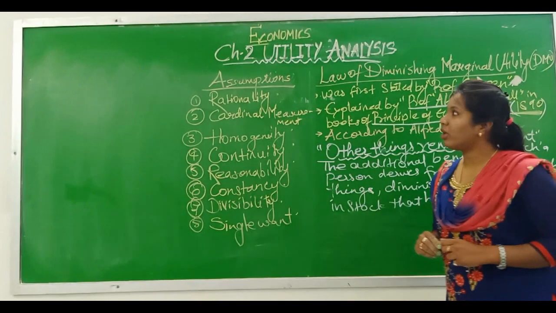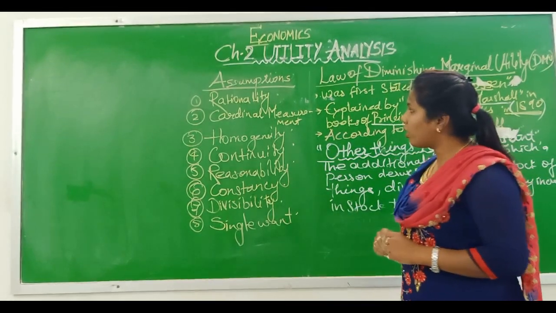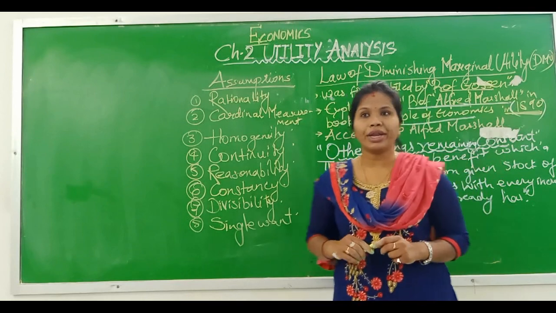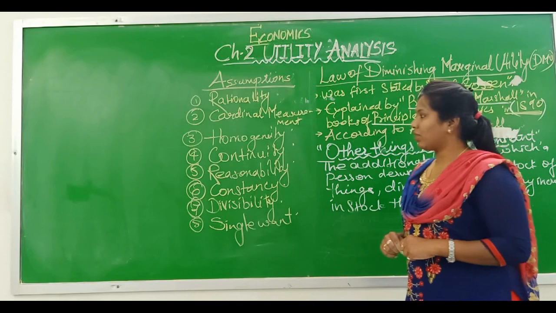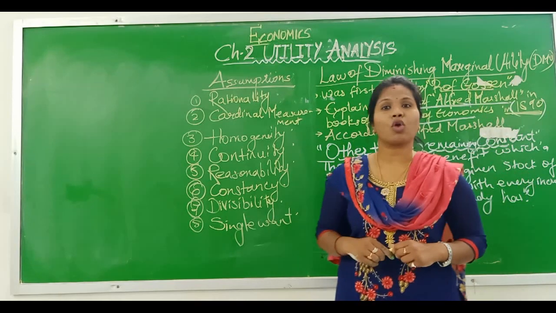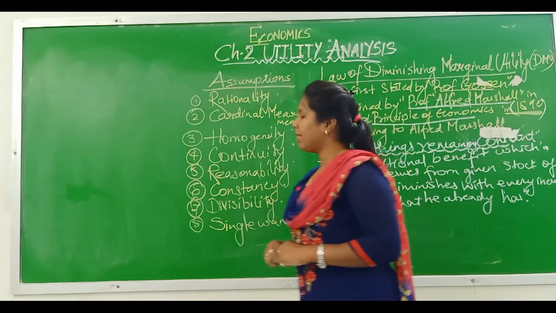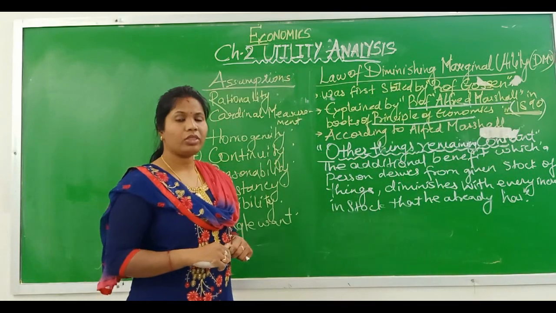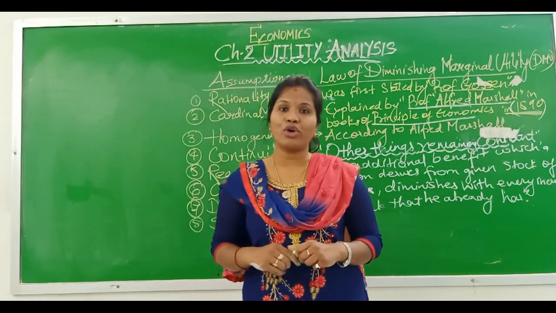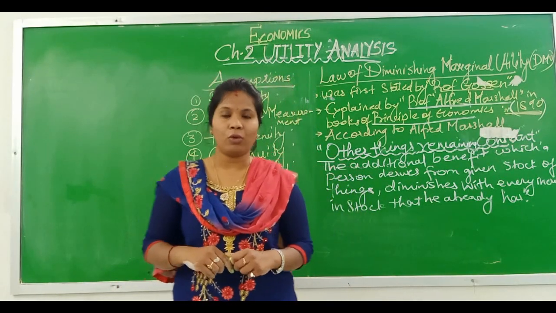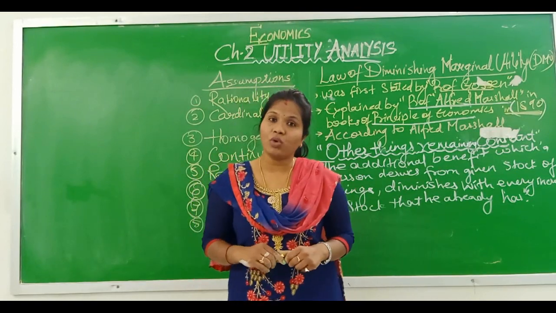The first assumption is rationality, second is cardinal measurement, third is homogeneity, fourth is continuity, fifth is reasonability, sixth is constancy, seventh is divisibility, eighth is single bond. Again, take some time to read the next four assumptions that we have discussed now. Then we will discuss the graph and the schedule of the law.